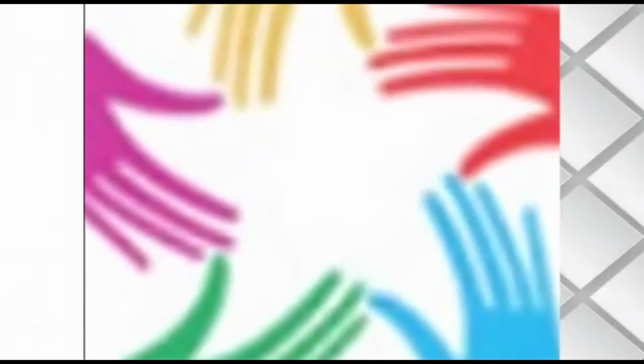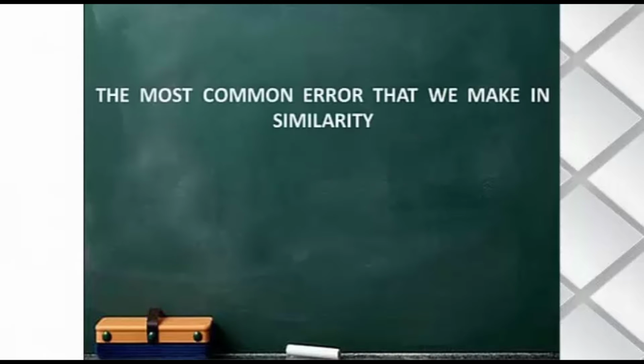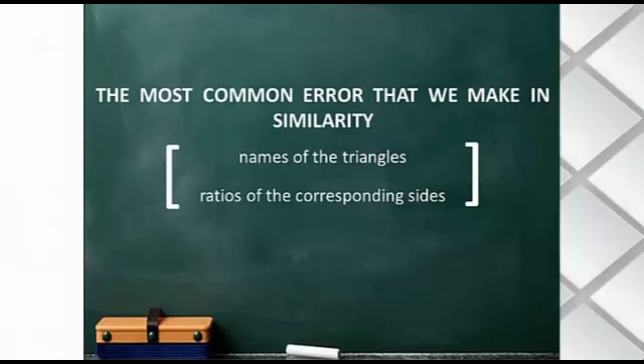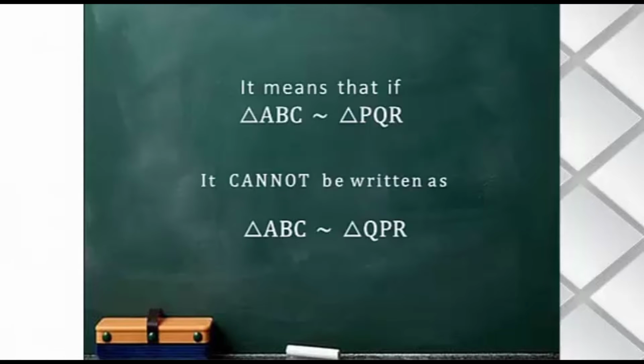Hello dear students, this is a revision video of a few concepts of similarity from grade 10th mathematics. The most common error that we make in similarity is not writing the names of the triangles in the proper order, as well as the ratios of the corresponding sides and the corresponding angles. But what does that mean? It means that if triangle ABC is similar to triangle PQR, it cannot be written as triangle ABC similar to triangle QPR.